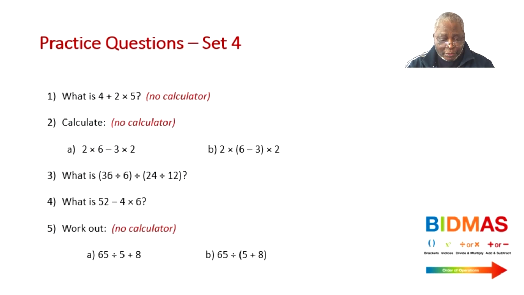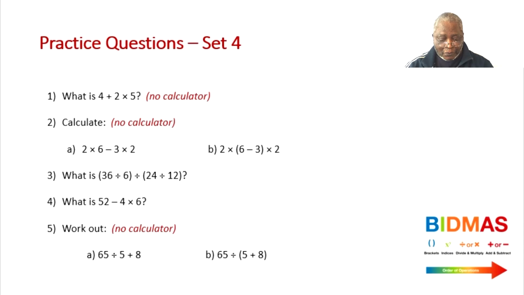Practice question set 4. What is 4 divided by 2 times 5? No calculator. Try to work it out for yourself. Question 2. A. 2 times 6 minus 3 times 2. And B. 2 times open bracket 6 minus 3 close brackets times 2. Question 3. What is open brackets 36 divided by 6 close brackets divided by open brackets 24 divided by 12 close brackets?